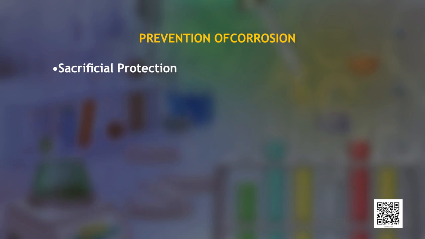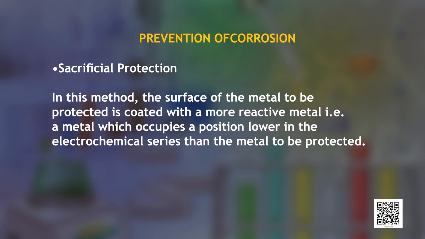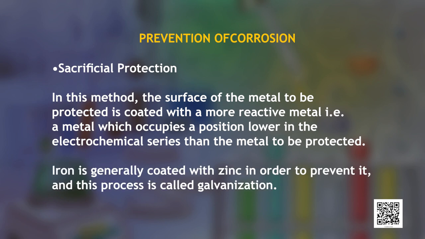Second method is sacrificial protection. In this method, the surface of the metal to be protected is coated with a more reactive metal. That is, a metal which occupies a position lower in the electrochemical series than the metal to be protected. Iron is generally coated with zinc in order to prevent it from corrosion, and this process is called galvanization.